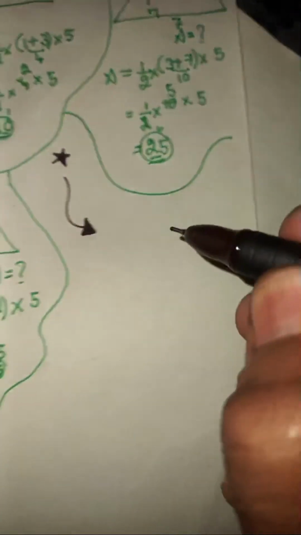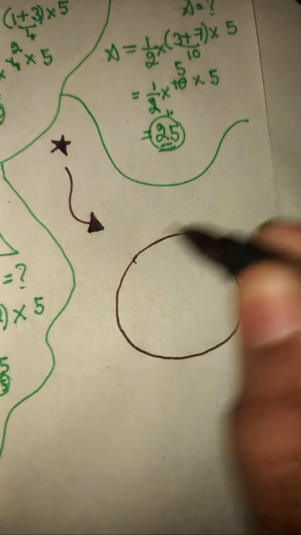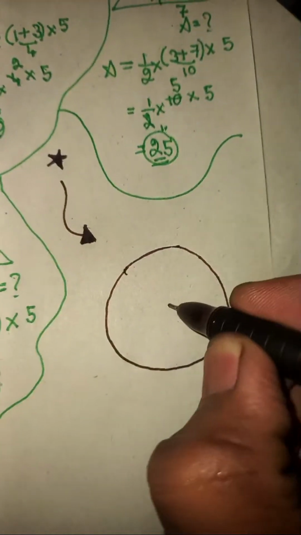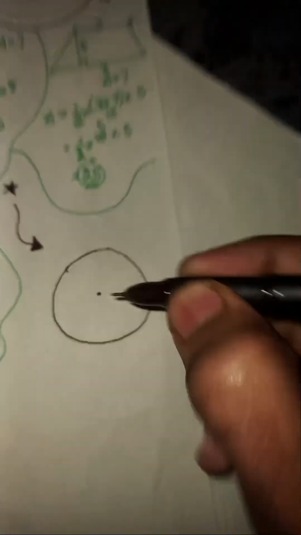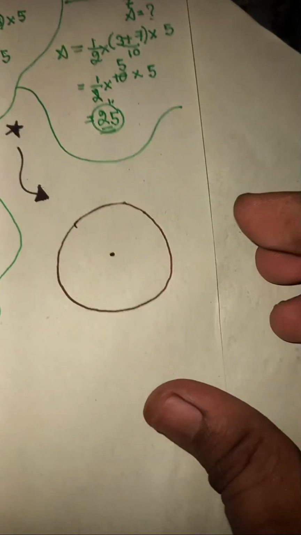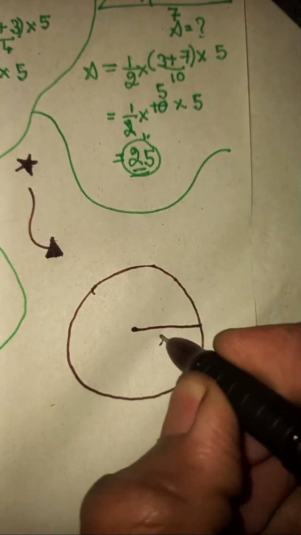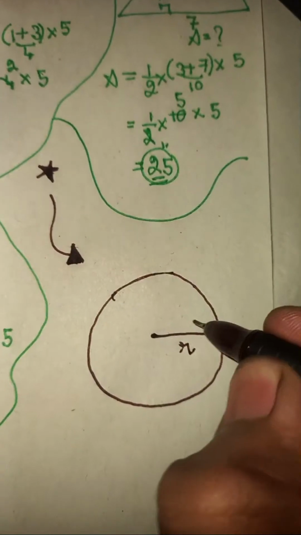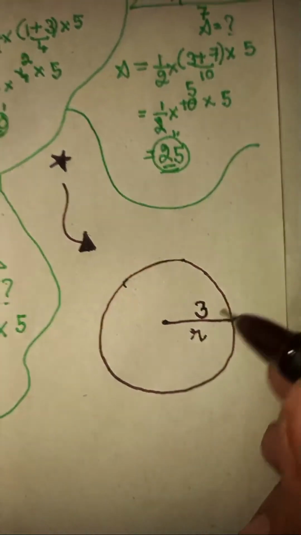Dude, now I'll tell you about the circle. If you take any circle, take the center of the circle, and all points are equidistant from the center. If you join this center to any point, this is known as the radius. If you take this as 3 units, the radius equals 3 units.